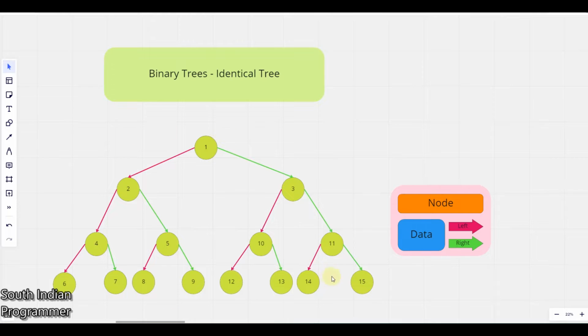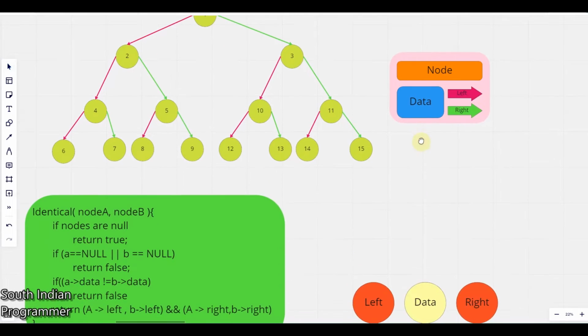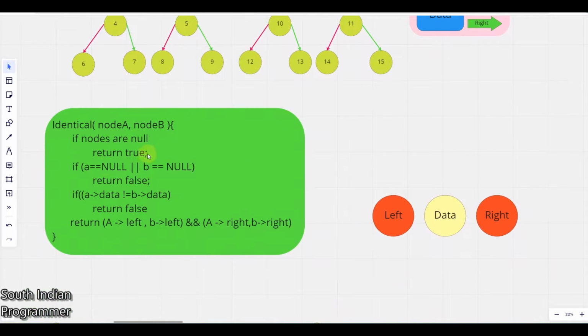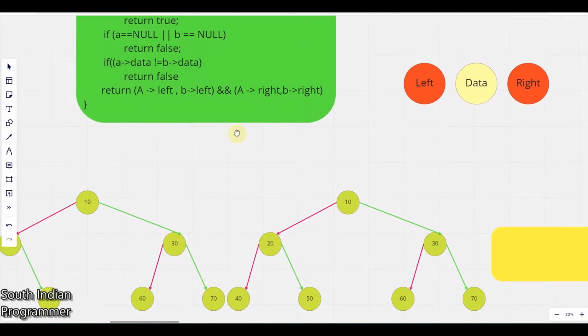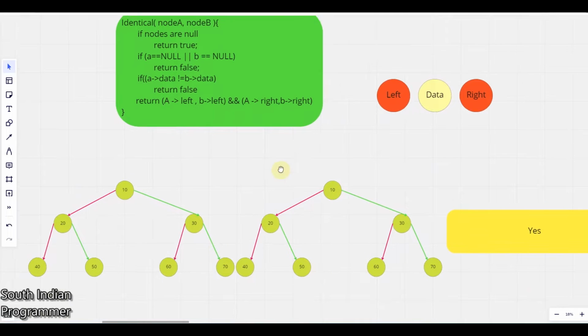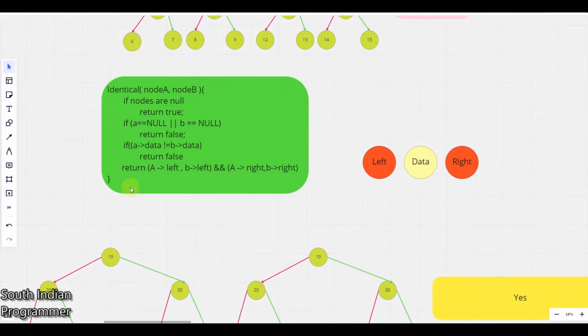So this is a sample binary tree, and here I have the node definition with data and right and left pointers. And here I have the code snippet to solve that problem, and these are the two trees. First we'll see what this code is. I've written the function name. It expects two parameters, namely node A and node B. These are the roots of the two trees that we pass into the function.